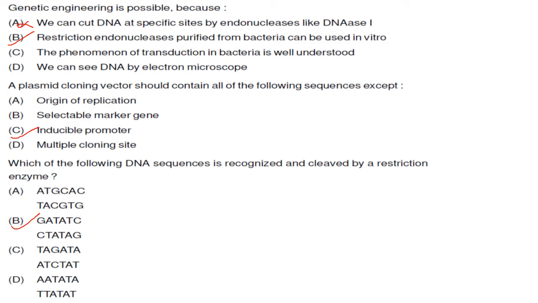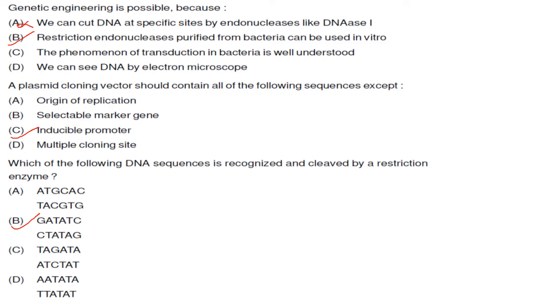Then genetic engineering is possible because we can cut DNA at specific sites by endonuclease like DNase 1? No. Restriction endonucleases purified by bacteria can be used in vitro. Yes. That is the reason why genetic engineering is possible.